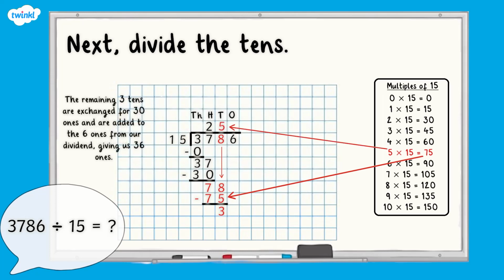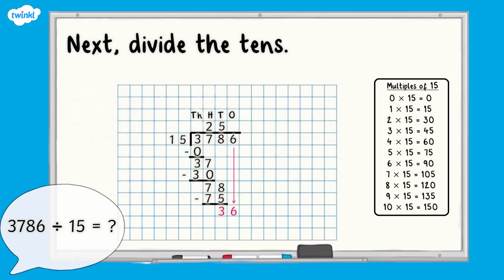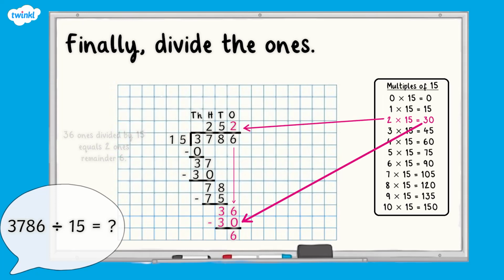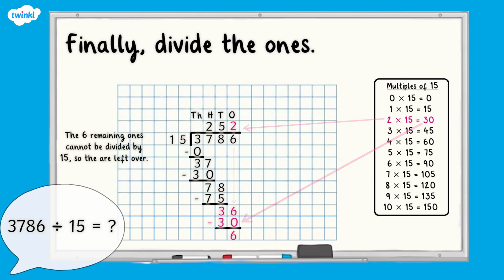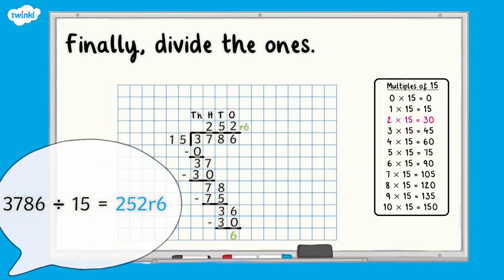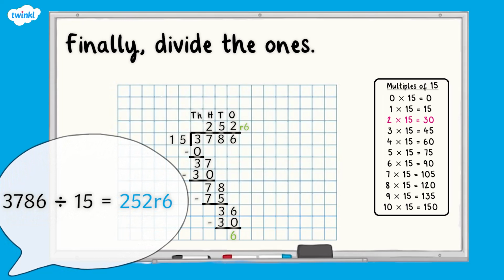The remaining 3 tens are exchanged for 30 ones and added to the 6 ones from the 3,786 we started with, giving us 36 ones altogether. 36 ones divided by 15 equals 2 ones with 6 ones remaining. So we write a 2 in the ones column of our answer. The 6 remaining ones are left over, so become our remainder. We write this with a lowercase r after the whole number answer like this. 3,786 divided by 15 equals 252, remainder 6.